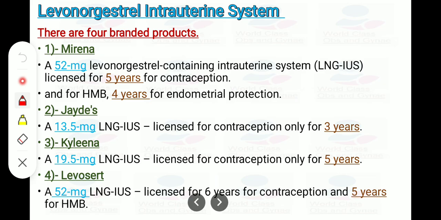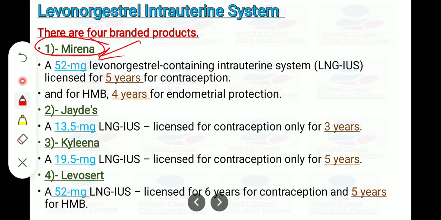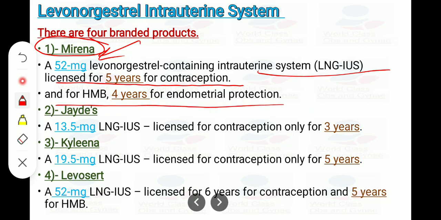Now, in this TOG article, we have different branded products of the levonorgestrel intrauterine system. First of all, the most commonly used is Mirena, which is a 52 milligram levonorgestrel containing intrauterine system, and it is licensed for 5 years for contraception and 4 years for endometrial protection. So the dose is important, 52 milligram, and for how long we will use it. When we use it for contraception, we will use it for 5 years, and for HMB purposes, we use it for 4 years. So that year is important.